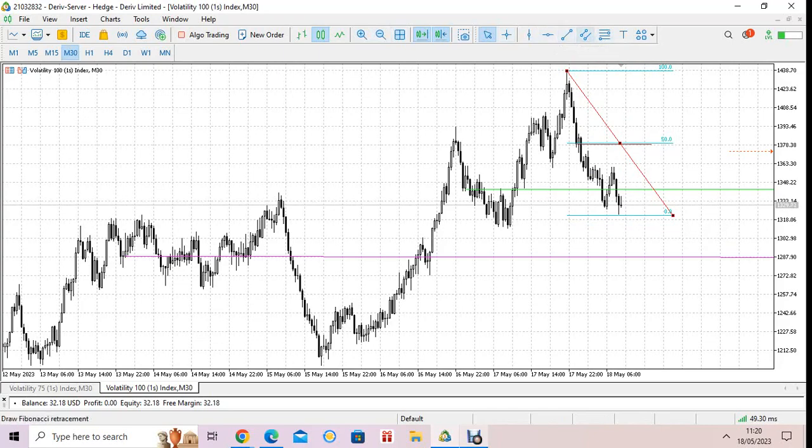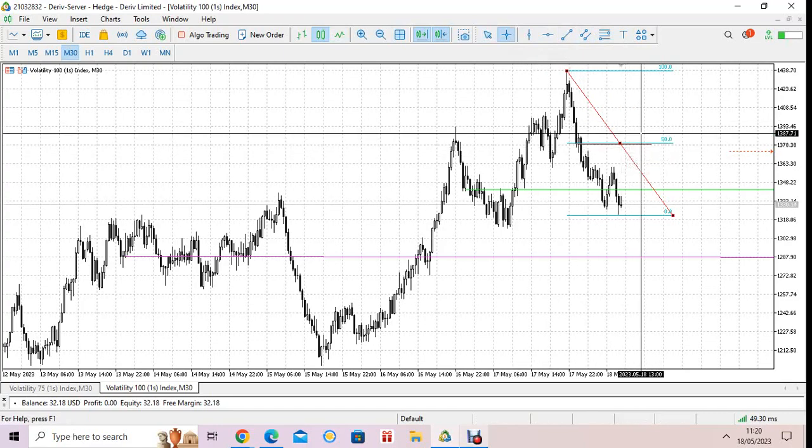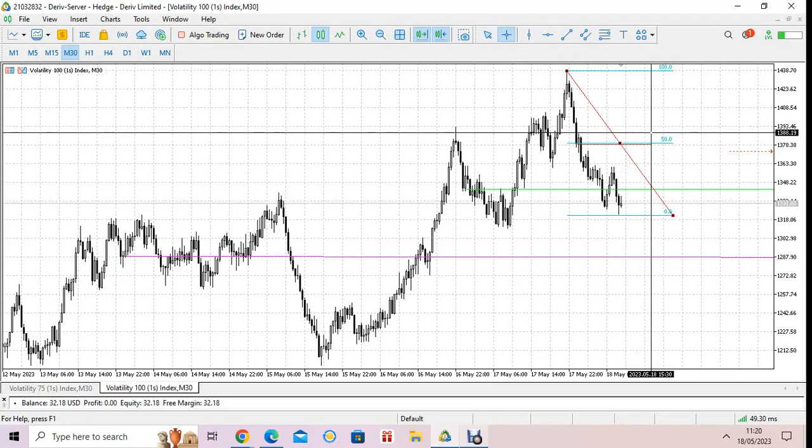Some people call it, I don't know what they say, premium or discount. Everyone has so many terms for everything. So I'm not trying to know the terms. I'm just trying to know real price action and what price is intending to do. So I'm not bothered too much with the terms.